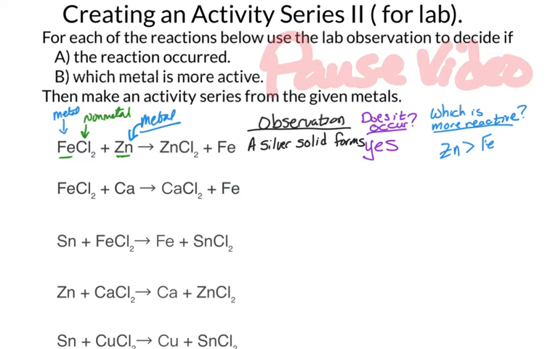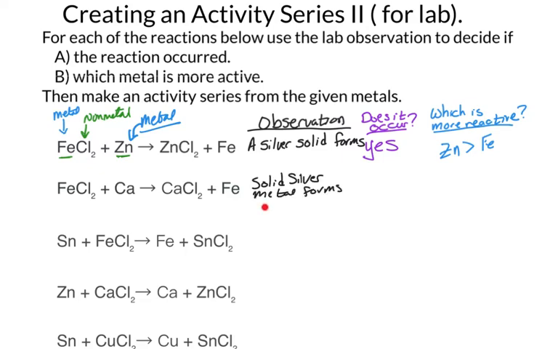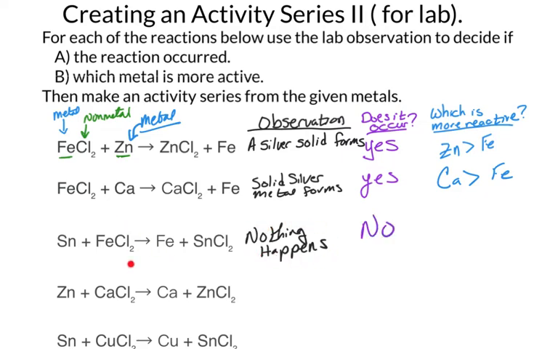Okay, welcome back. So for the second equation, we have iron 2 chloride and calcium reacts to form calcium chloride and iron. And here we can see that we got some solid silver metal that forms, and so we know that this reaction does occur, and that tells us that calcium is above iron. So for the third reaction, we have tin and iron 2 chloride react to form iron and tin 2 chloride. This reaction does not occur since we see no product, nothing seems to happen, so that tells us then that the iron is above the tin.